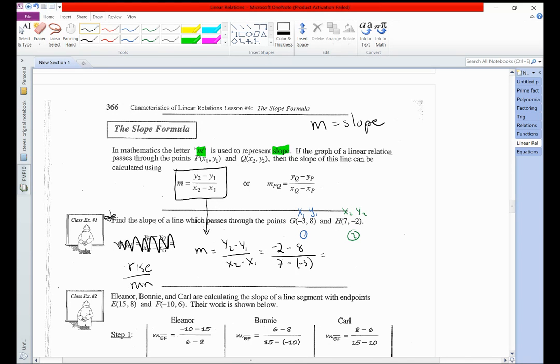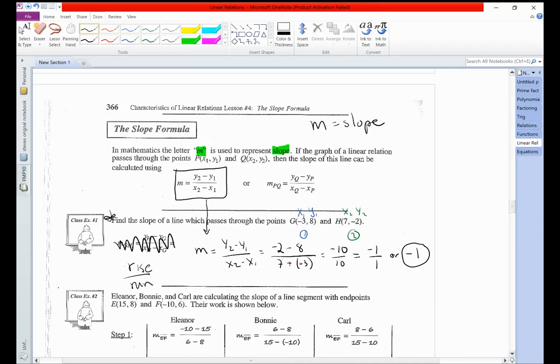And we can calculate. So -2 minus 8 gets me -10, right? I start at -2, I'm going 8 more negatively. 7 minus -3. Whenever you subtract a negative, you can change it to plus. So 7 plus 3 is 10. So our slope is -10 over 10, which we can reduce to -1 over 1, or just -1. So our slope is -1.